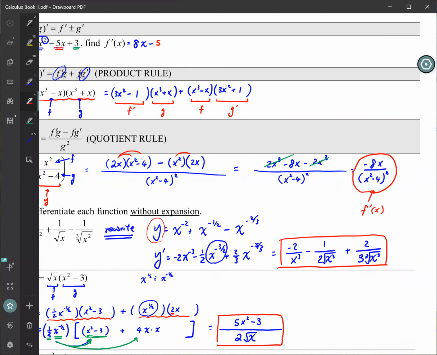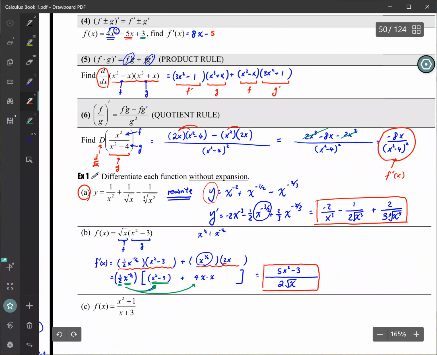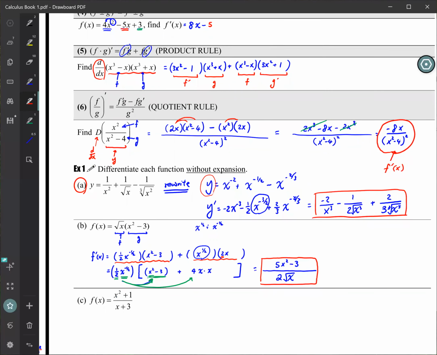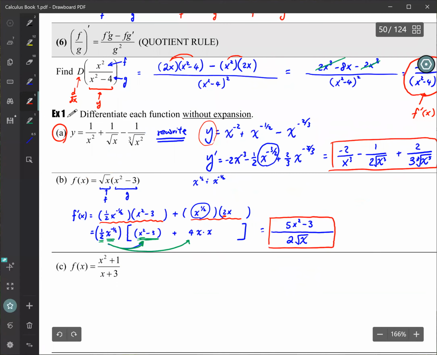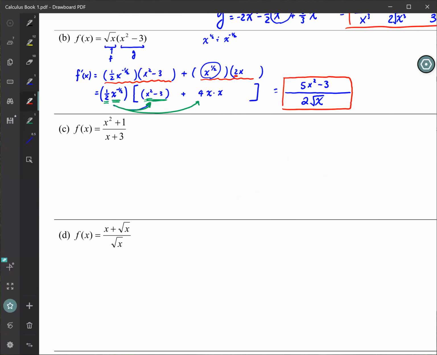Any questions so far? Okay, so once you know the rule, the rest is just algebra. You just plug it into the right place. There's not much thinking involved. So now I would like you to try question C. Apply the quotient rule. Once you finish C, please raise your hand. We'll check the answers together.